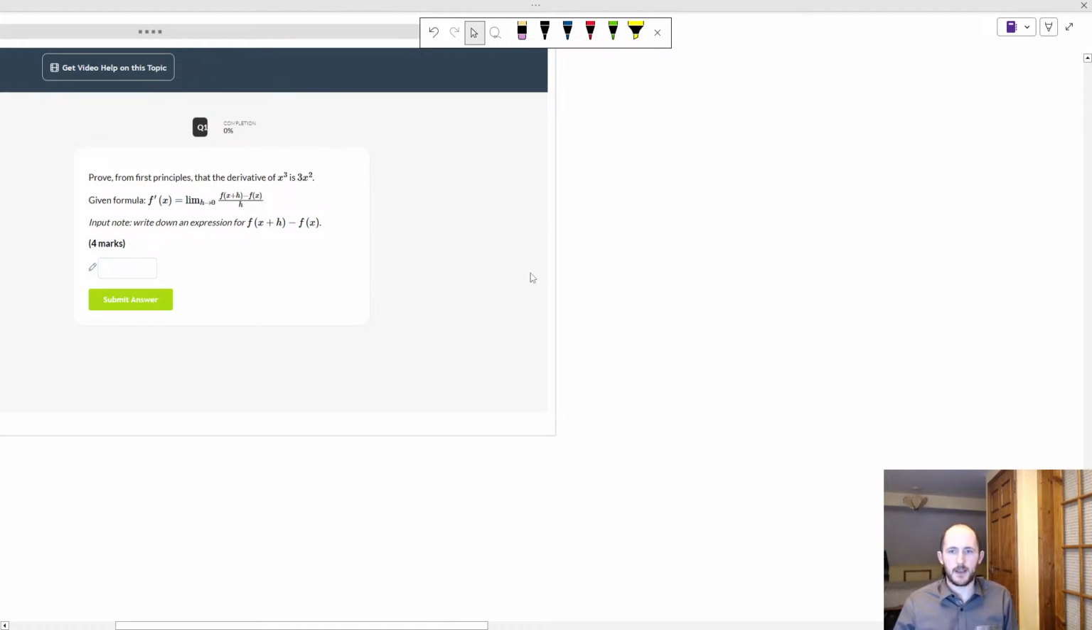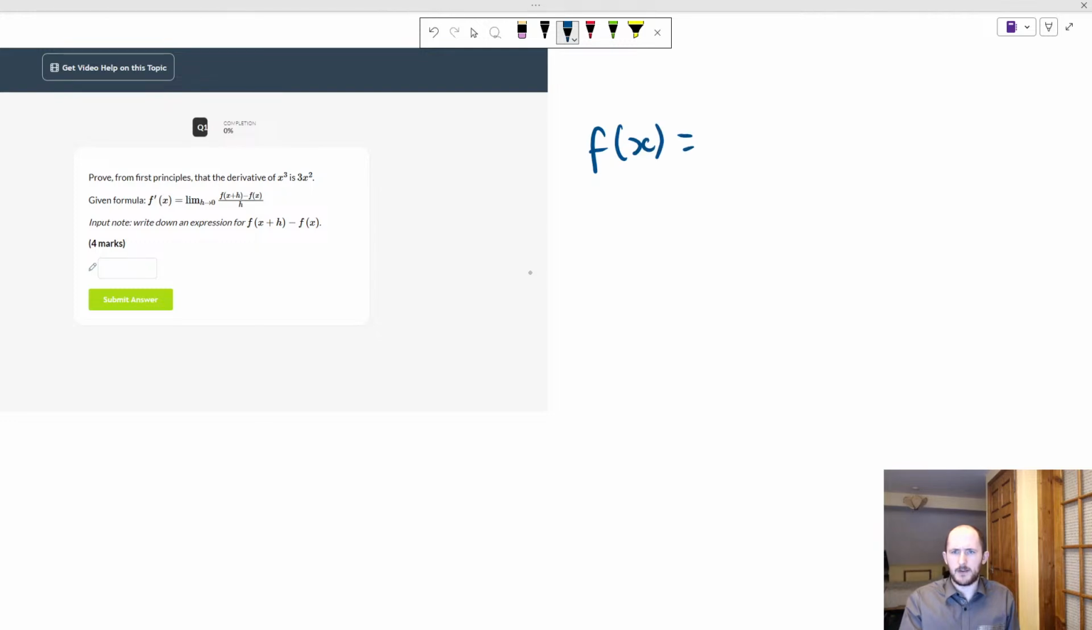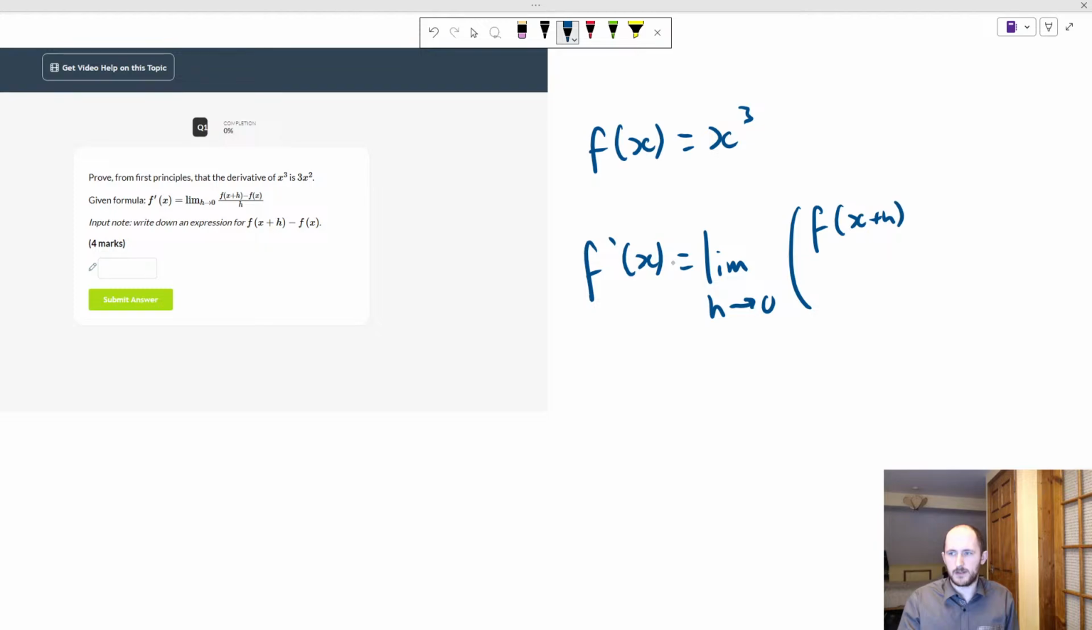So, we're told that f of x equals x cubed. And to work out the derivative, we would do the limit as h tends to 0 of f of x plus h minus f of x over h. Yeah?